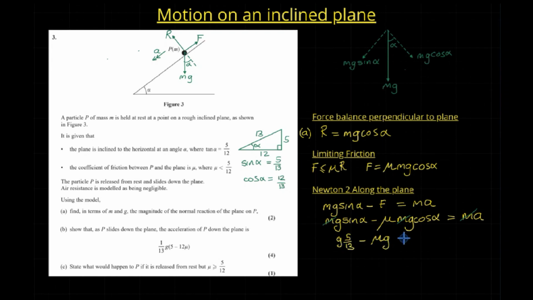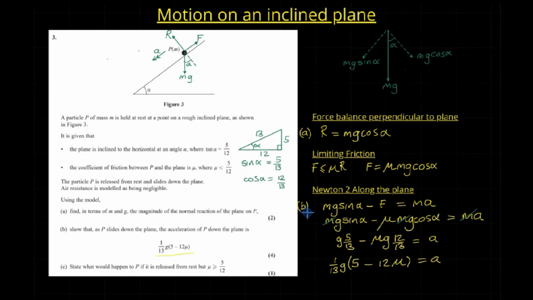So g times 5/13 minus mu times g times 12 over 13 must equal the acceleration. And if we factorise that, then we have the same equation here that we've got written over here. So that was part B done.